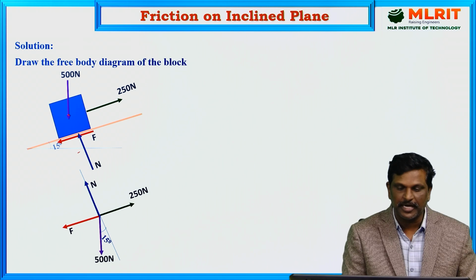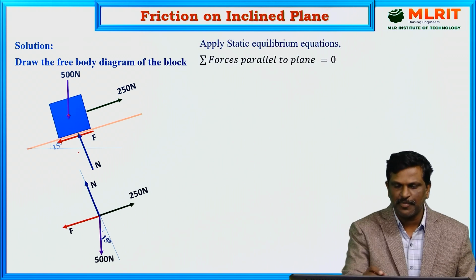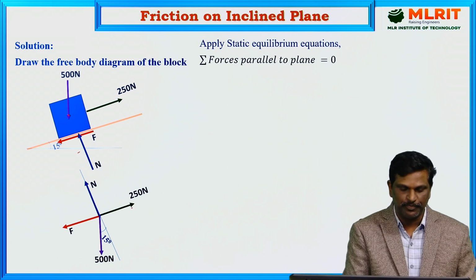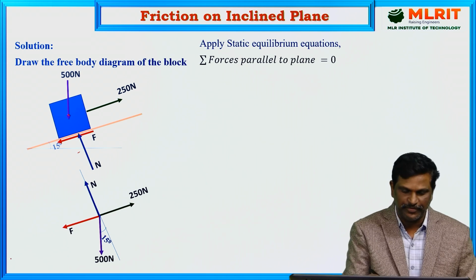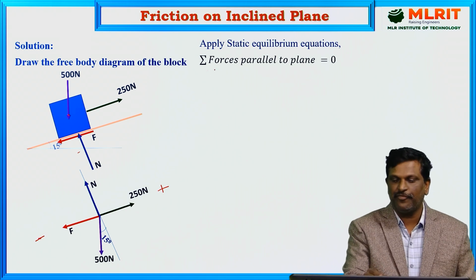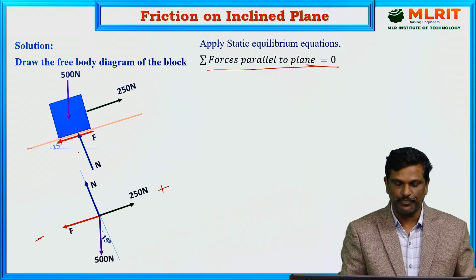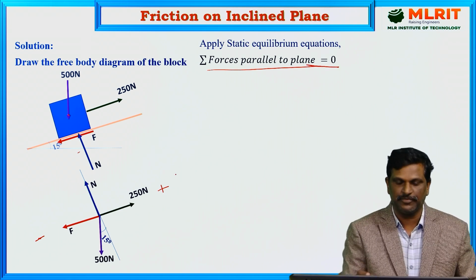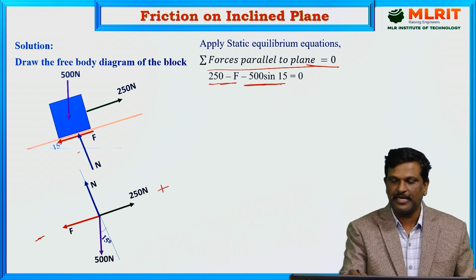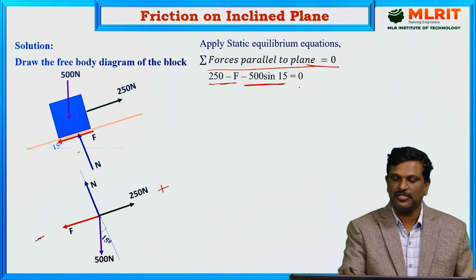Let us apply static equilibrium equations. Sum of forces parallel to the plane equal to 0. Sum of forces acting along the plane upwards is equal to along the plane downwards, or otherwise we can take a sign convention like this: upward positive, downward negative. Therefore the sum of forces parallel to the plane is equal to 0. So if you substitute the values in this equation, 250 minus F minus 500 sin 15 is equal to 0.